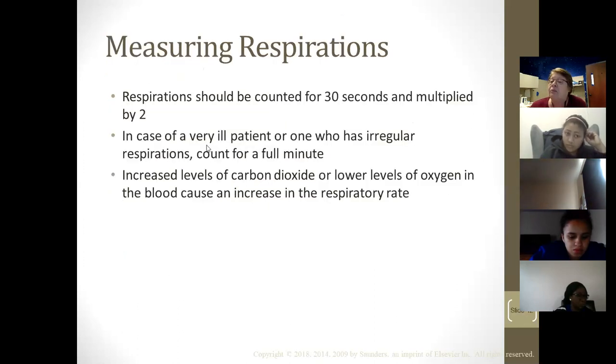Okay, so we're going to count for 30 seconds and multiply by 2. If they have irregular respirations, you count for a full minute.